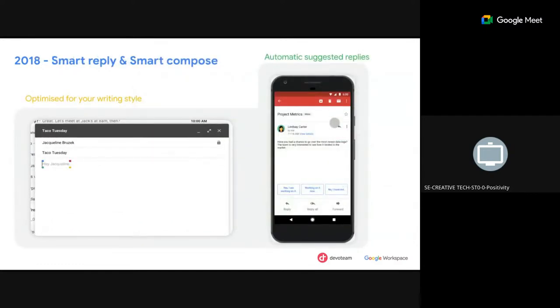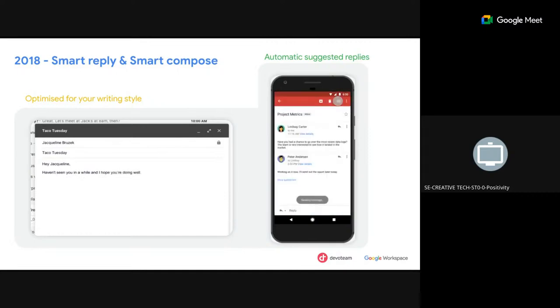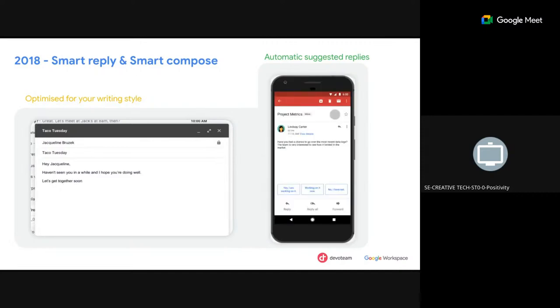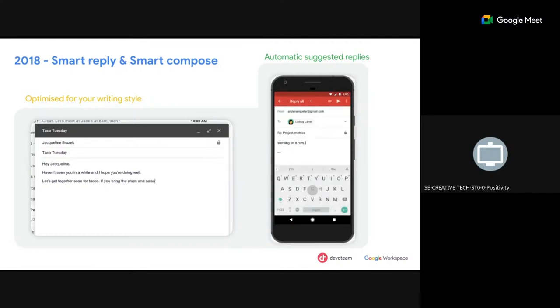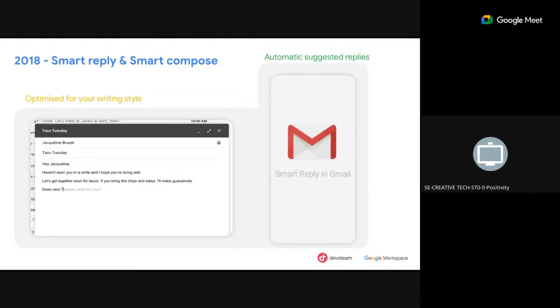Fast forward a little bit to 2018. Google launched one of their best and most, I would say, appreciated features called Smart Reply, and later on this also became Smart Compose. These features allowed you to quickly reply to emails. And essentially, I would say this is like a teaser. This was essentially a free sample of Duet AI already back then, and now we have the full product today.